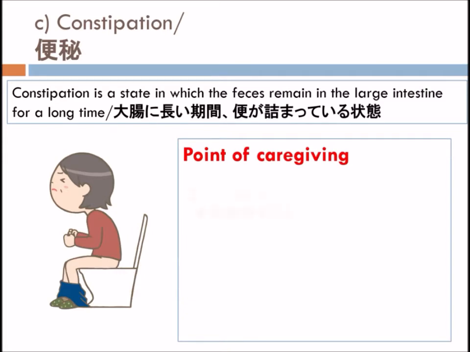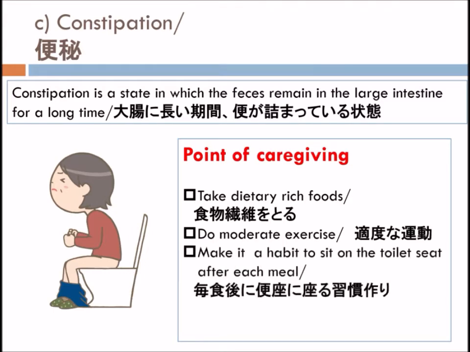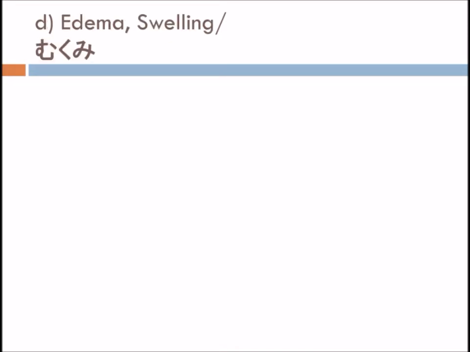Point of caregiving. Take dietary fiber rich food. Do moderate exercise. Make it a habit to sit on the toilet seat after each meal. Massage the abdomen. Edema, swelling.